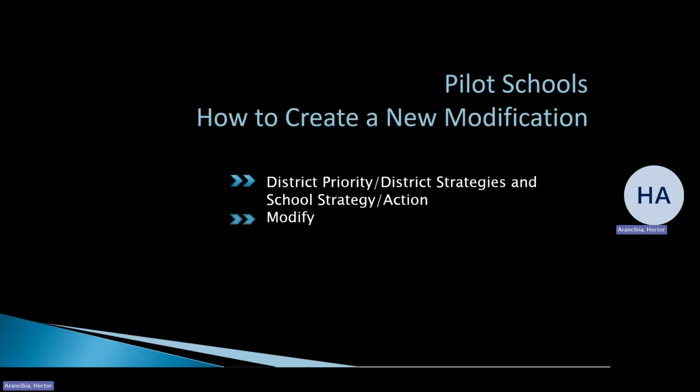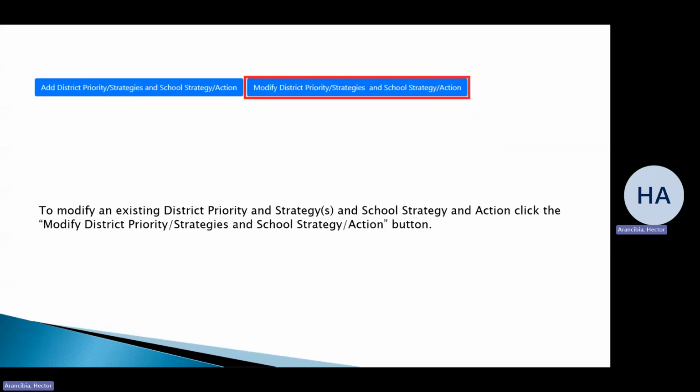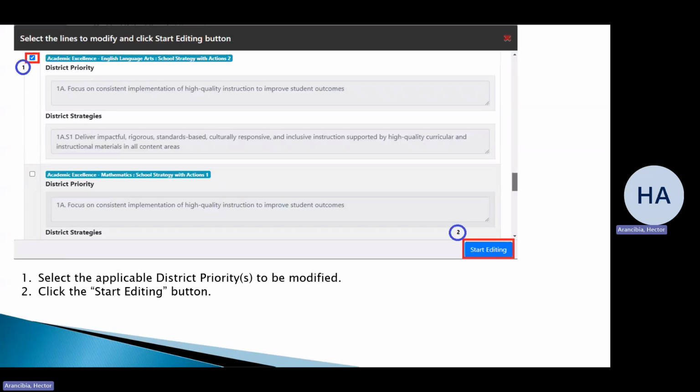Next, we'll go over how to modify district priority strategies and school strategies and actions. So once again, everything I covered before this was adding a new set of strategies and actions. Now we'll talk about modifying ones that are already in your existing SPSA plan. So you would click on the Modify button. Then select the applicable school strategy with actions to be modified and click on Start Editing.